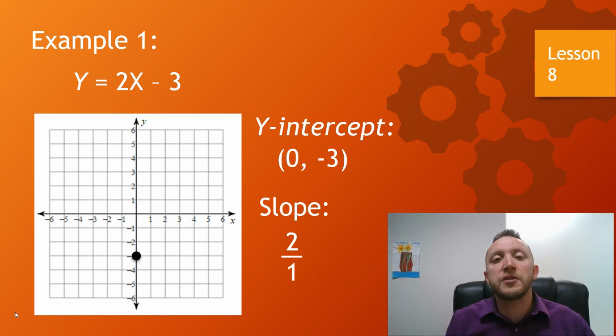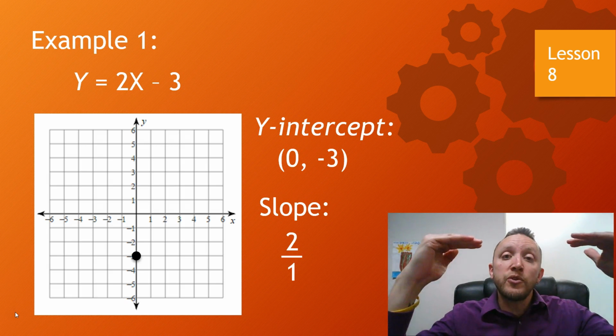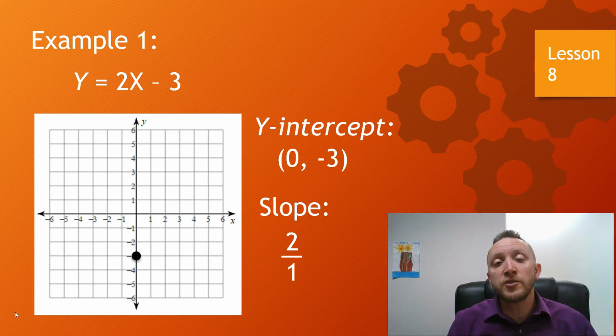So the way that we're going to do this is we're going to do the rise over the run. Starting at this point where y is negative 3, we're going to rise up 2 units, and then we're going to run across 1 unit. So that means we're going to go up 2 and over 1. And we can repeat that process as many times as we want. And if we want, we could even go backwards.